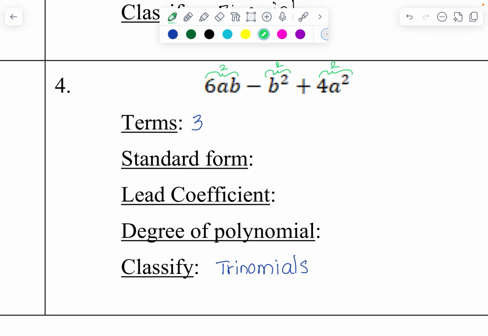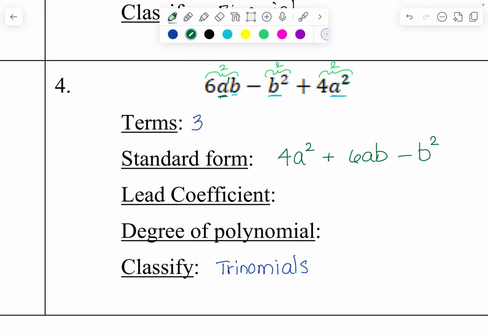Well, that's where we take a look at our variables. A, AB, and then B squared, right? So we're going to go ahead and start with positive 4a squared. A squared comes before A because you have a degree of 2 on the A. Exponent of 2 on A is bigger than an exponent of 1 on A here. So your next term becomes 6AB. And then your last term is going to be minus B squared.